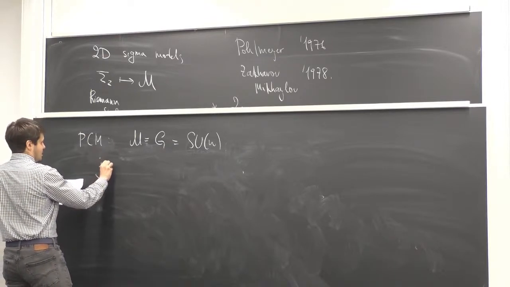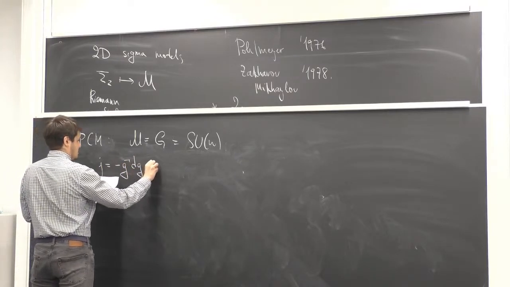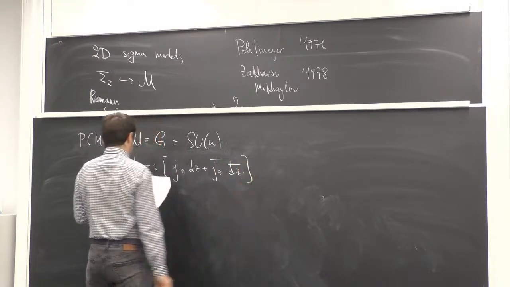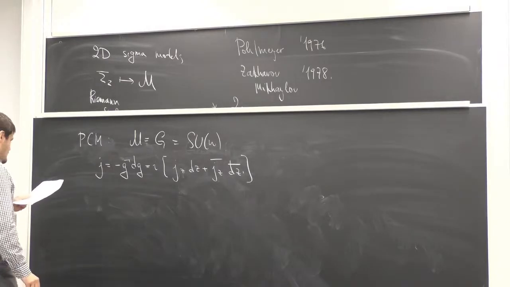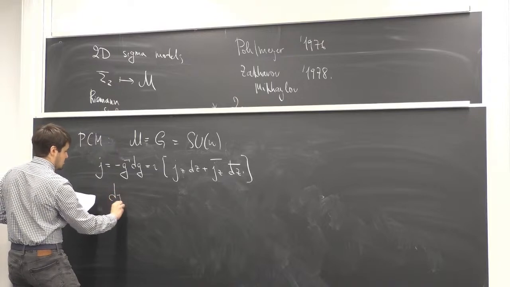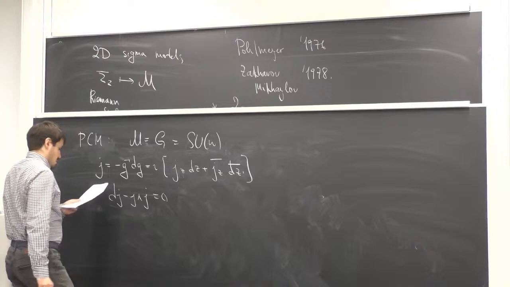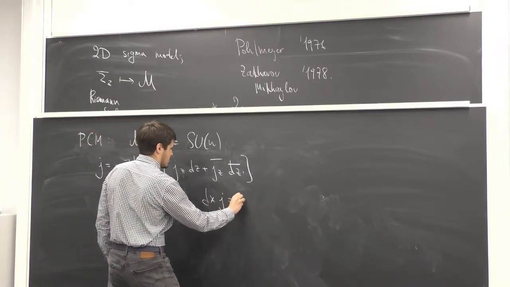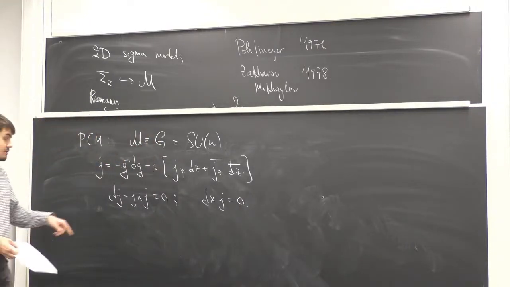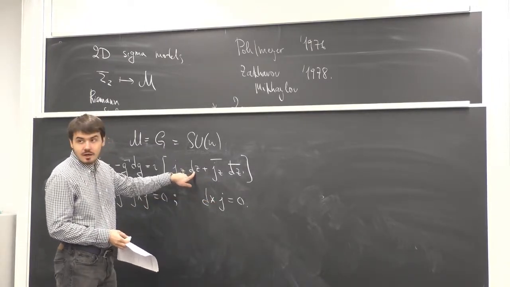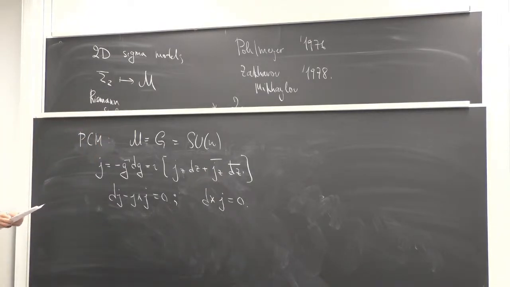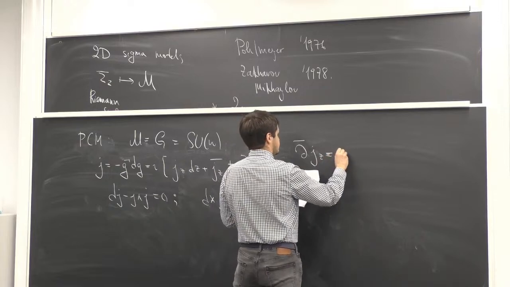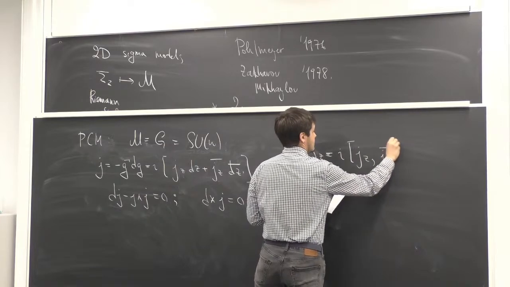Then you define what is usually called a Maurer-Cartan current. By bar I mean Hermitian conjugation. And then by construction this satisfies a zero curvature equation. And then there's an equation of motion of the model which says that d star j is 0. This star is a Hodge star. It multiplies dz by i and dz bar by minus i. But the point is that these two equations can be compactly written as d bar j_z equals i times the commutator of j_z and j_z bar.